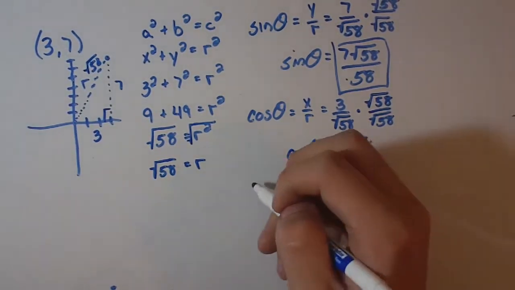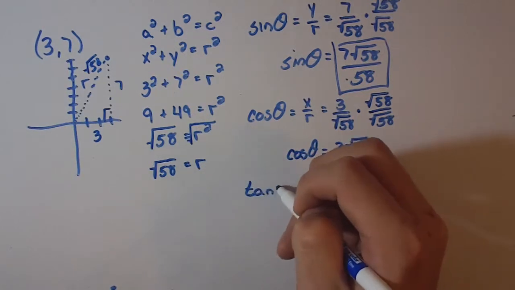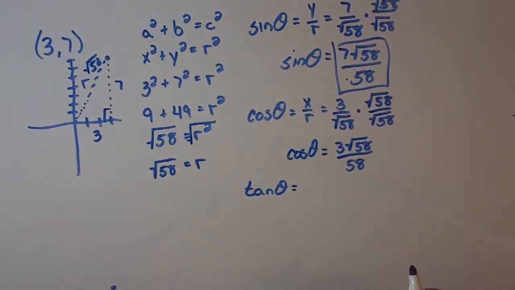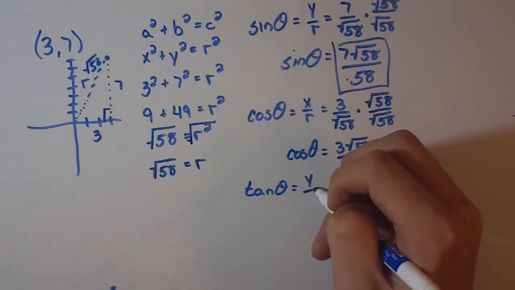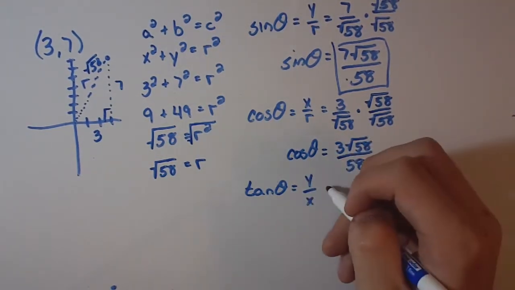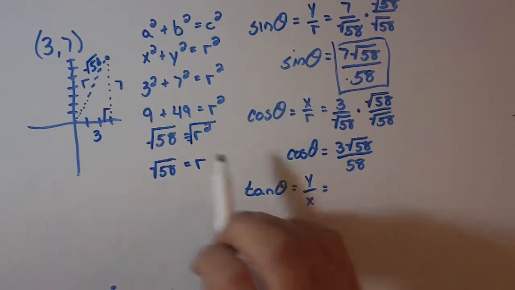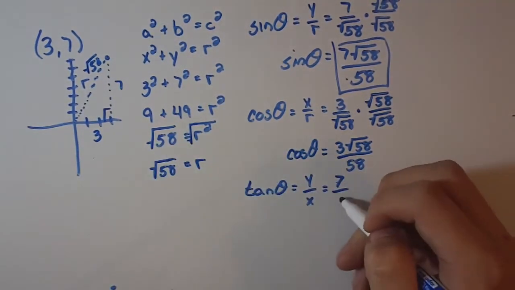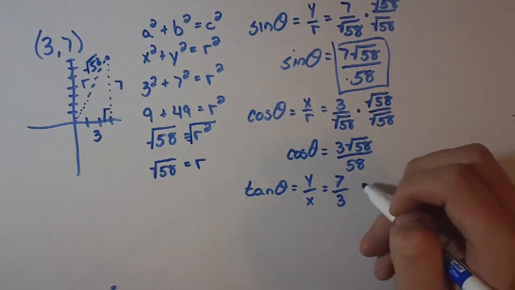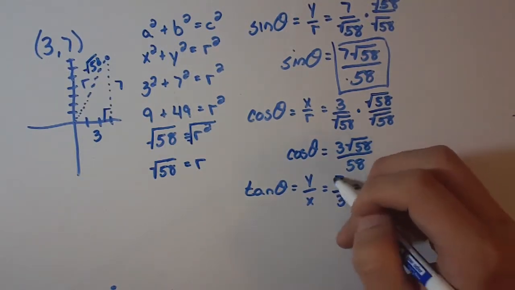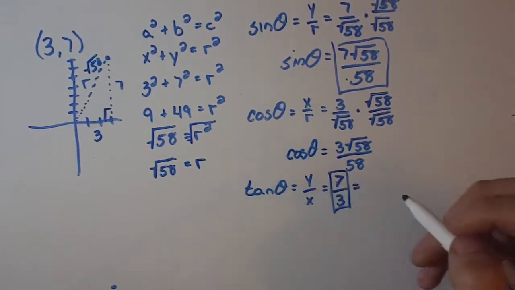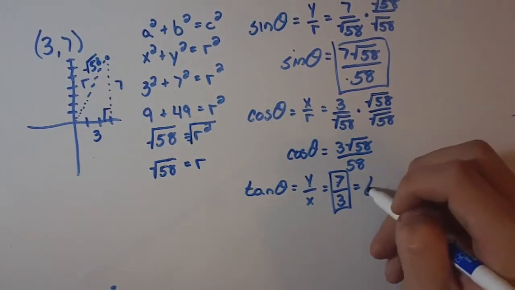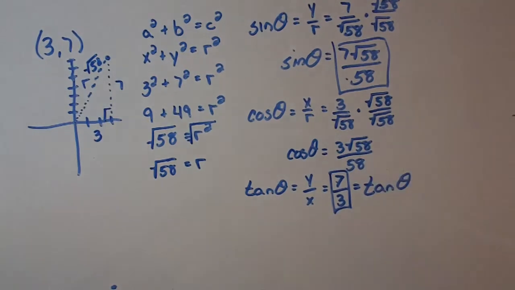Next was tangent of theta. Tangent of theta is y over x. Now our y value was 7, and our x value was 3. So this is our tangent value here. Tangent of theta is 7 over 3.